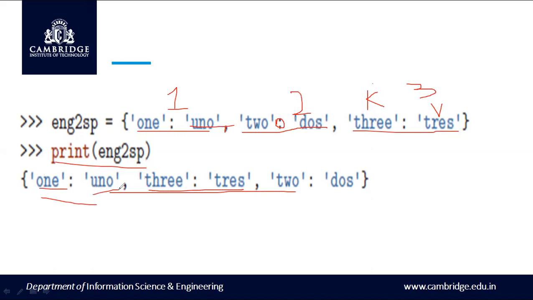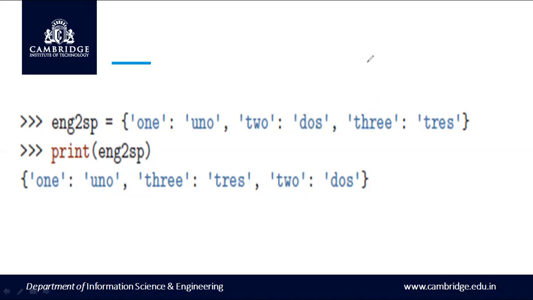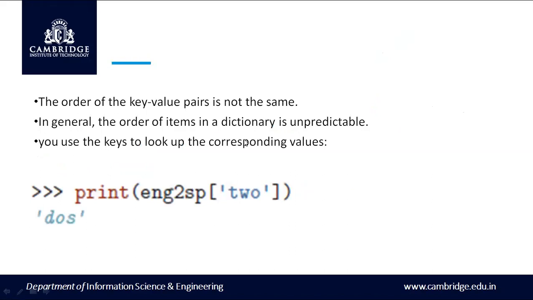Because we have the value, the offset value of this value is the 1. Always this value refers to this key. So whenever we want to print the key, this value will be printed. So order is not a problem here because it is defined as key value pairs. For that particular key, only that corresponding value will be printed. That is why there is no order in the dictionary. The order of key value pairs is not the same. In general, the order of items in a dictionary is unpredictable.